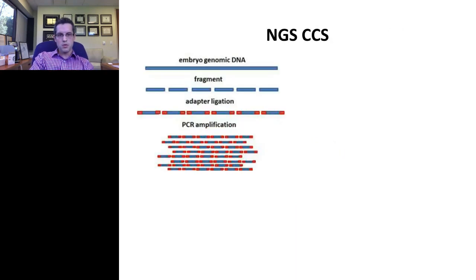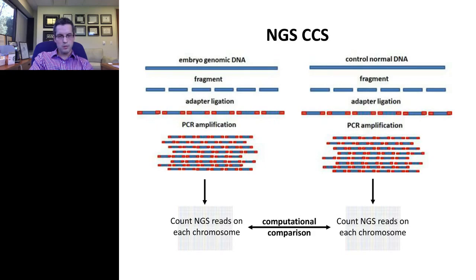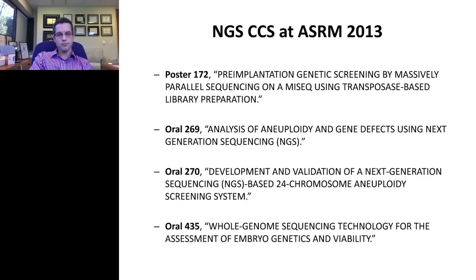And some groups have used whole genome amplification again by doing sequencing on the embryo, counting the reads that you get on each chromosome, and then comparing similar process on normal DNA, and the amount of reads on chromosomes in those samples are compared computationally to your embryo. Now, this particular methodology is still under development, unlike array CGH and SNP arrays, which are currently clinically utilized. But there are many groups, like I said, developing this methodology, so we're likely to see more of this in the future.